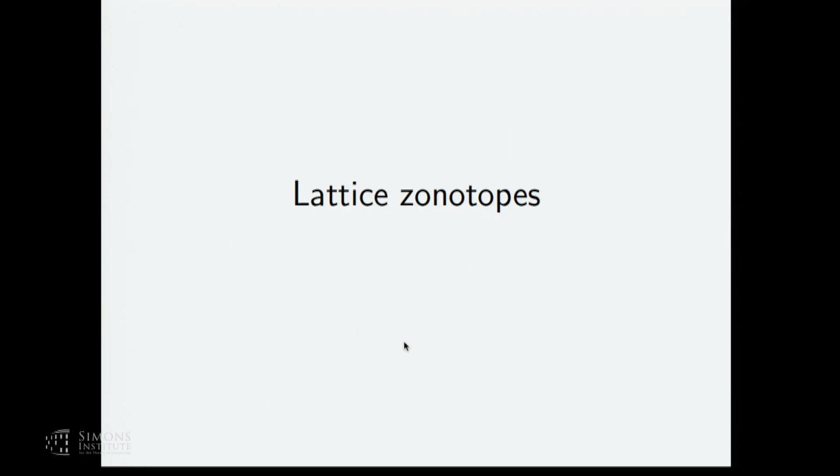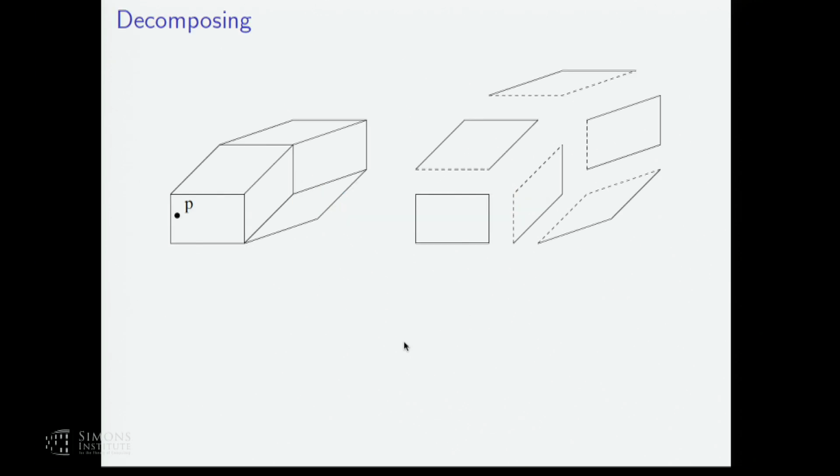Okay. So now then, let's start with lattice zonotopes. As I said, the key property that we want to use is that non-negative linear combinations of interlacing polynomials give a real-rooted polynomial. And so, what we want to do for that purpose is to get a non-negative linear combination.